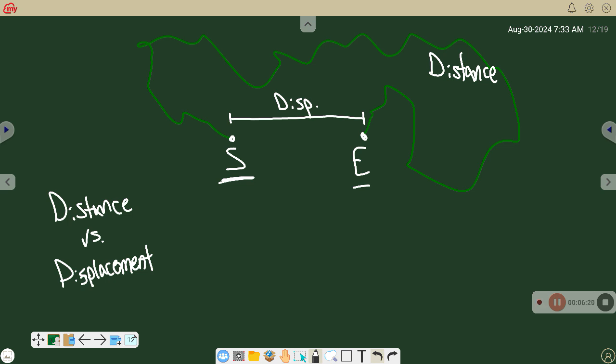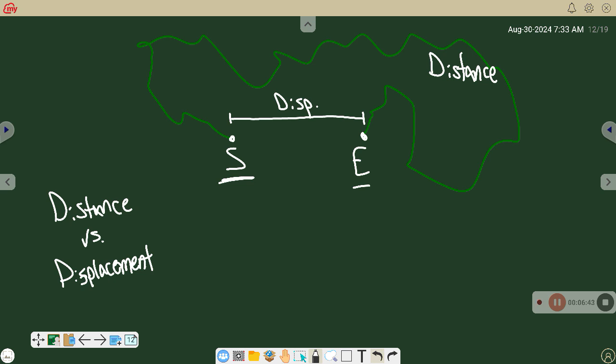You've probably heard the phrase, it's about the journey, it's not about the destination. Well, when it comes to displacement, it is about the destination. It's only about the destination. The concept of displacement does not care what happened in between the start and end. Those are the only things that it cares about, just the start and just the end.